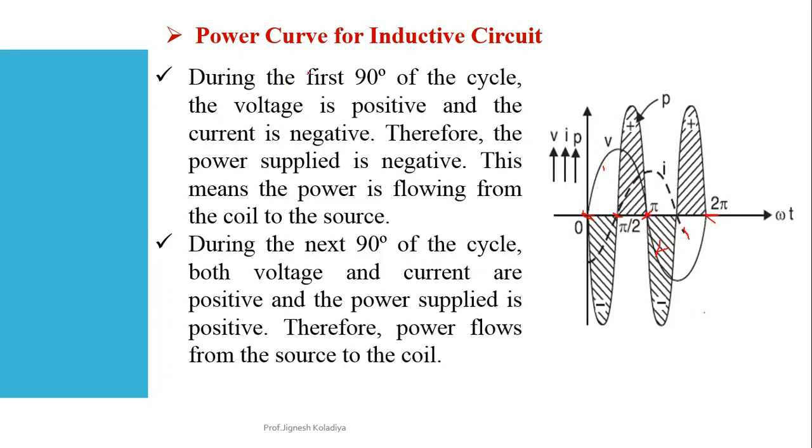So during the first 90 degrees of the cycle, voltage is positive and current is negative. Therefore, power supply is negative, and this means power is flowing from the coil to the source. Negative means the coil is supplying power to the source. During the next 90 degrees of the cycle, voltage and current are both positive and power supplied is positive, and therefore power flows from source to the coil, right? But as one positive and one negative cycle is there, the total useful power will be zero.